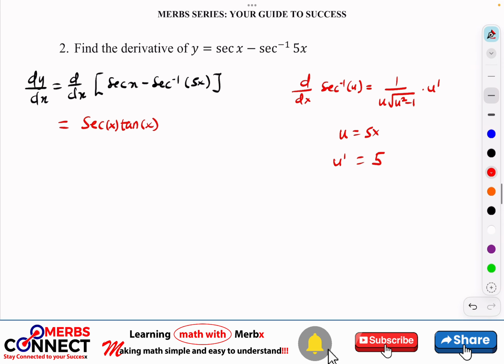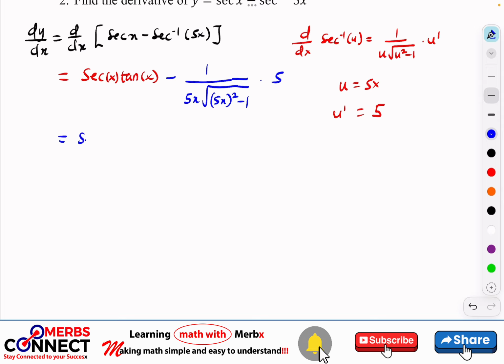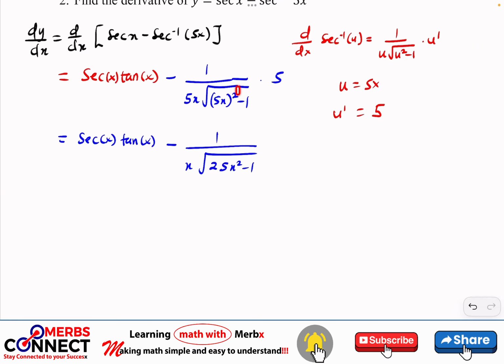Nice. So now what can we do here? Okay, this is going to be minus 1 divided by u, which is 5x, so we have 5x square root of u squared. So this is going to be 5x all squared minus 1 times u prime, which is 5. This is beautiful, right? We can simplify. 5 can cancel this 5 here, and we have secant x tangent x minus 1 divided by x square root of, this is the same as 25x squared minus 1 if I want to expand this one here.